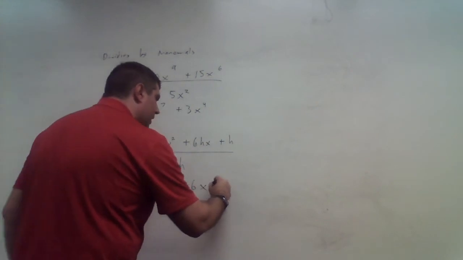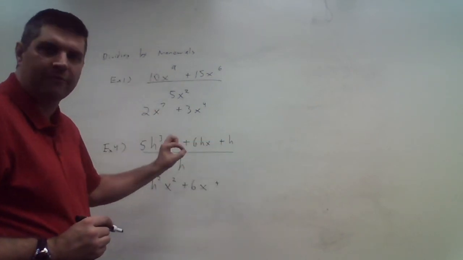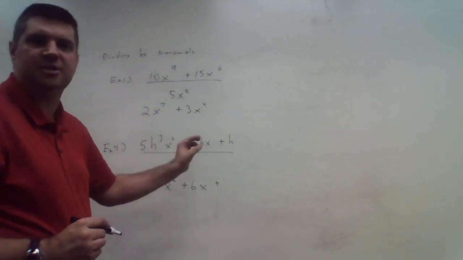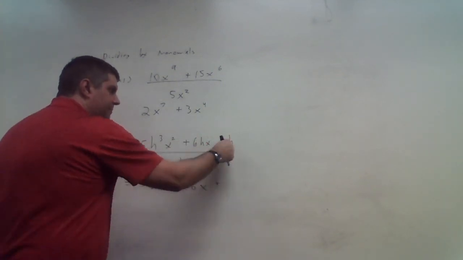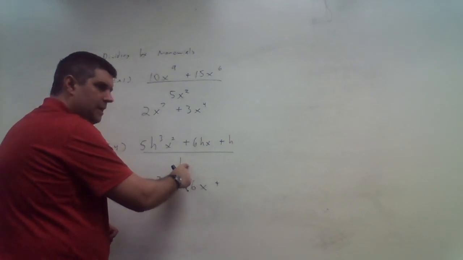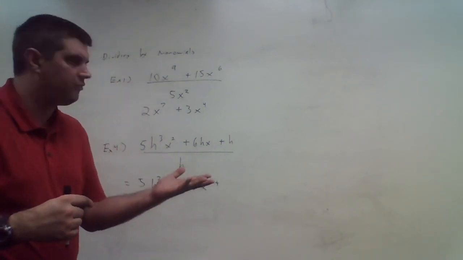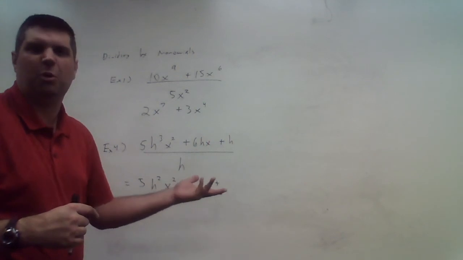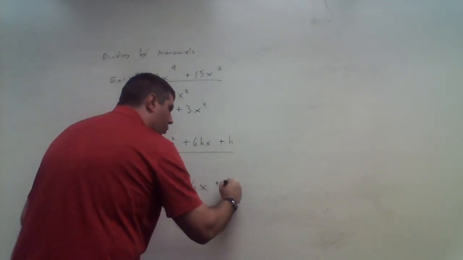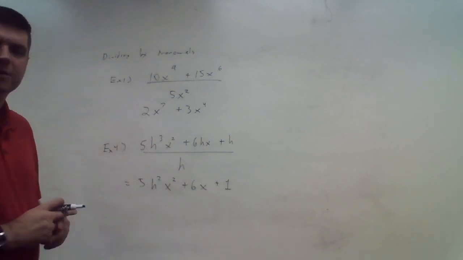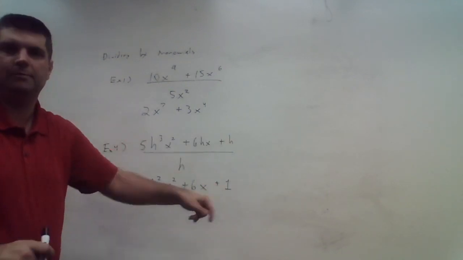On the last one, the h is completely canceled. However, we're assuming that h does not equal 0. So we're dividing something by itself. Anything divided by itself is 1 besides 0. So if h doesn't equal 0, which is what we're assuming, h divided by itself would leave you 1. Okay? So if everything cancels under division, you have to leave a 1.